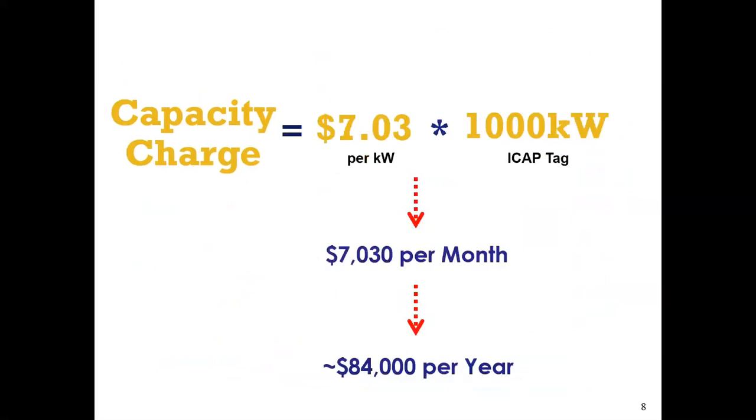To put it in dollars and cents terms, this year the capacity charge, or the price of capacity, is about $7 per kilowatt. And across some of your largest facilities in your municipality, it's conceivable that you might have 1,000 kilowatts of demand. And so that would translate into a cost of about $7,000 per month, or nearly $84,000 per year.